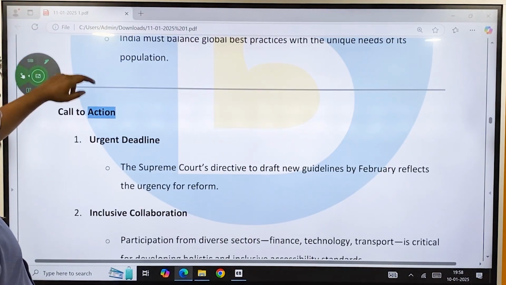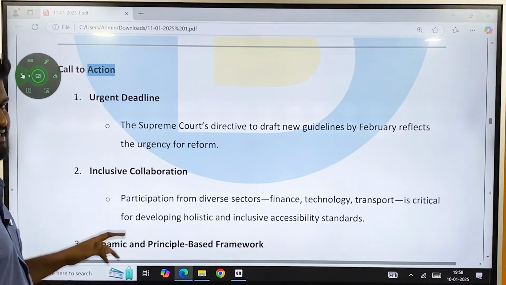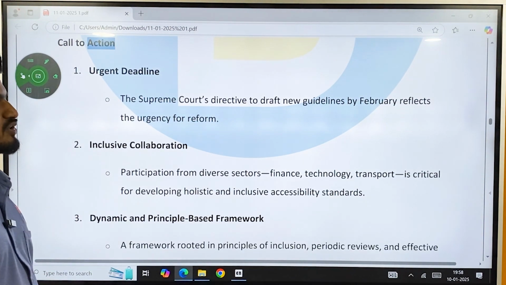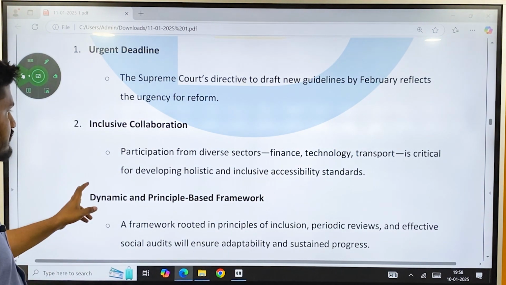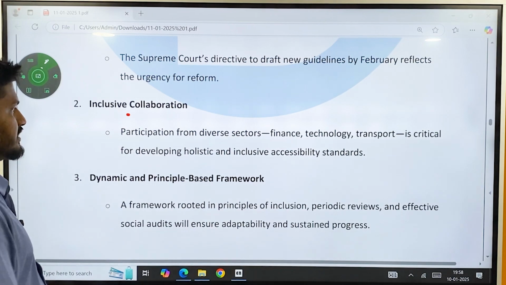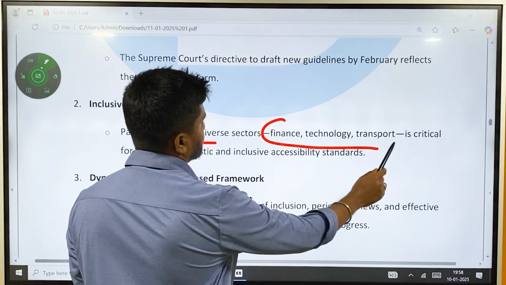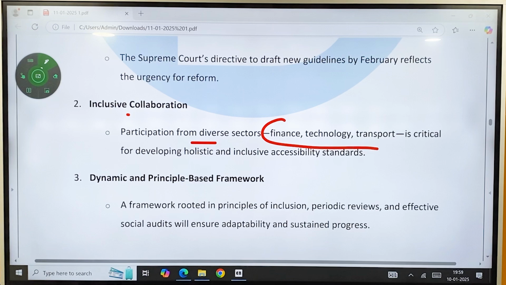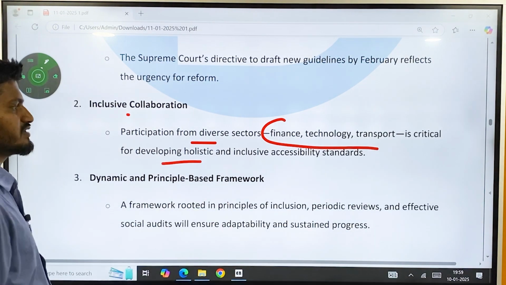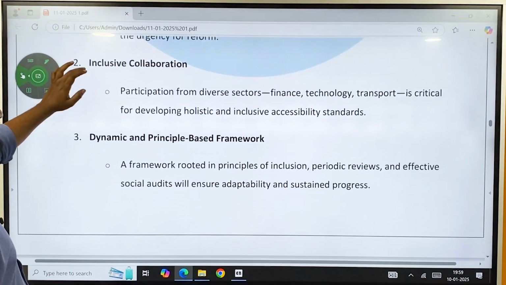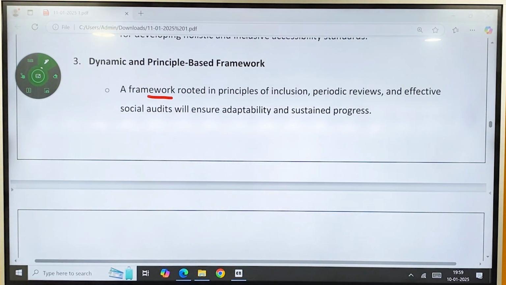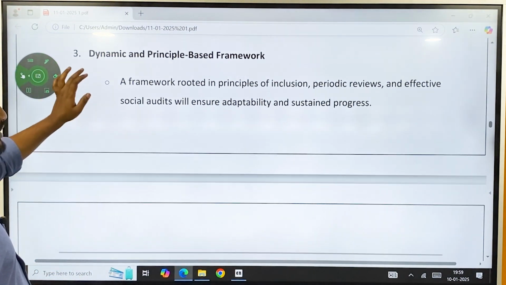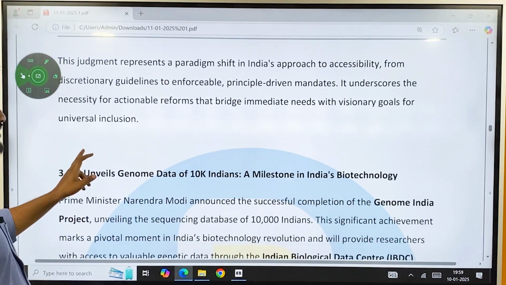And then the court also called for urgent action. That is, it set an urgent deadline. The Supreme Court's direction to draft new guidelines within 3 months reflects urgency for reform. It also called for inclusive collaboration. That is, participation from diverse sectors such as finance, technology, transport is critical for developing holistic and inclusive accessibility standards. Then a dynamic and principle-based approach framework. That is, a framework rooted in principles for inclusion, periodic reviews, and effective social audits will ensure adaptability and sustained progress. So this is about the article.